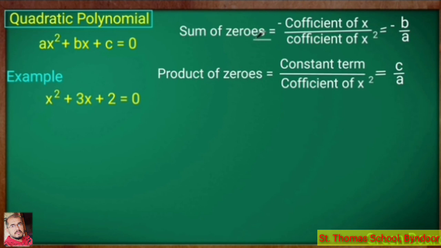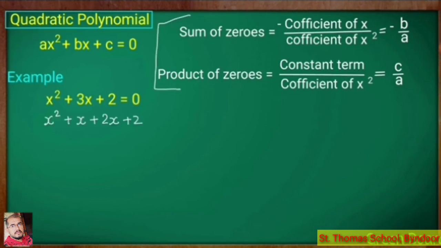So the sum of the zeros means we have to add the two zeros. That equals minus the coefficient of x divided by the coefficient of x square. The coefficient of x is b, so minus b. The coefficient of x square is a. Divided by a. So the formula is: sum of the zeros is minus b by a. Now the product of the zeros, alpha into beta, is the constant term divided by the coefficient of x square. The constant term is c and the coefficient of x square is a. So the formula is c divided by a. This is the product of the zeros. Okay, sum of the zeros and product of the zeros.